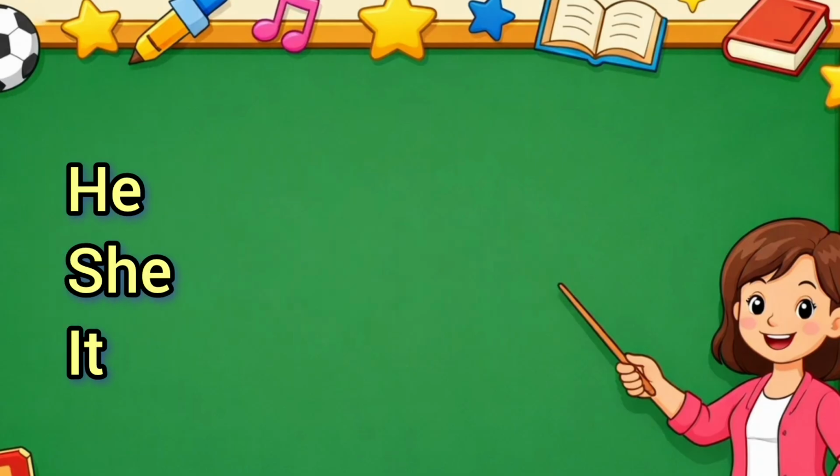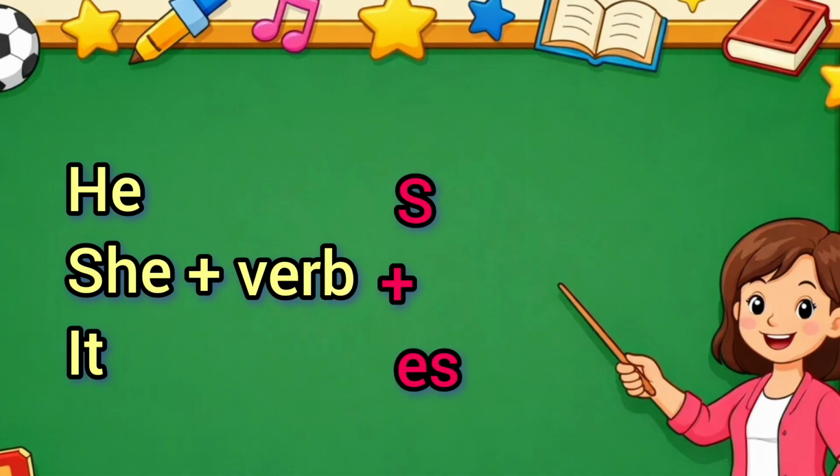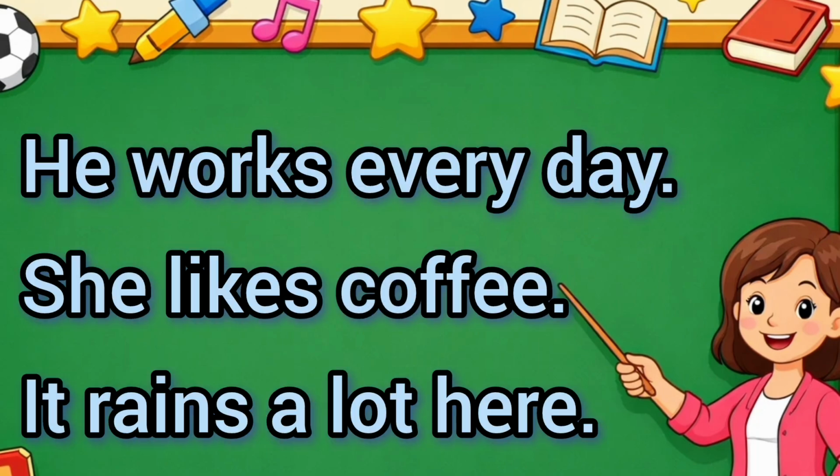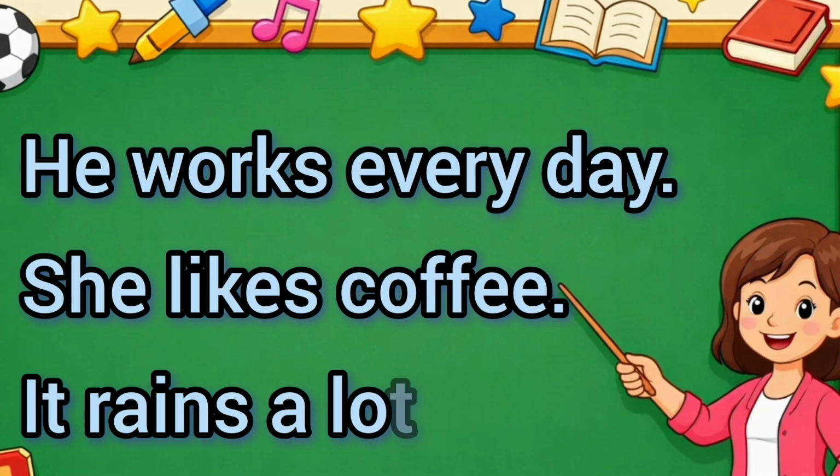For he, she, and it, we add s or es to the verb. For he, she, it plus verb plus s or es. He works every day. She likes coffee. It rains a lot here.